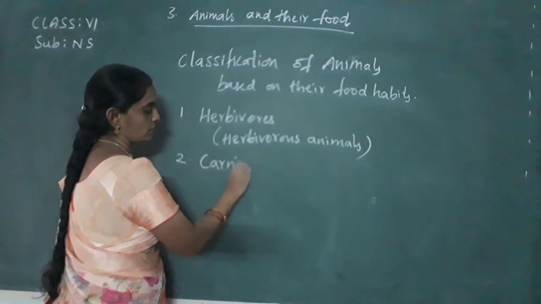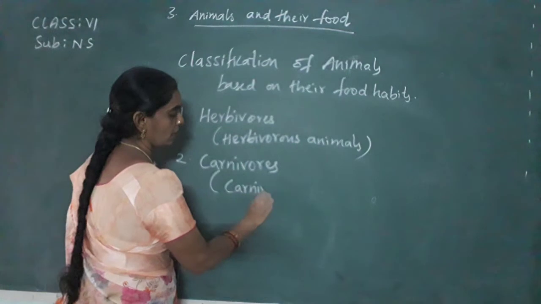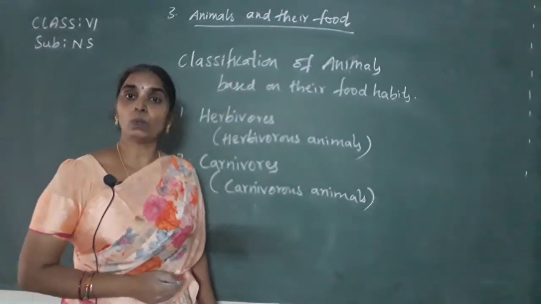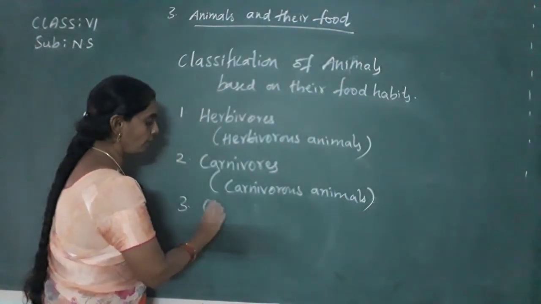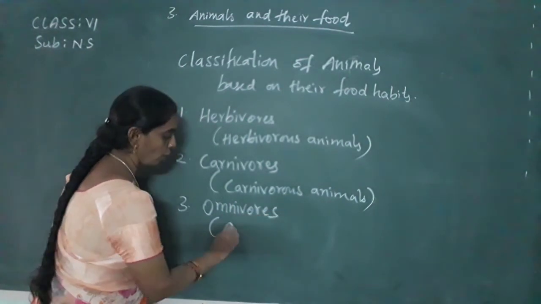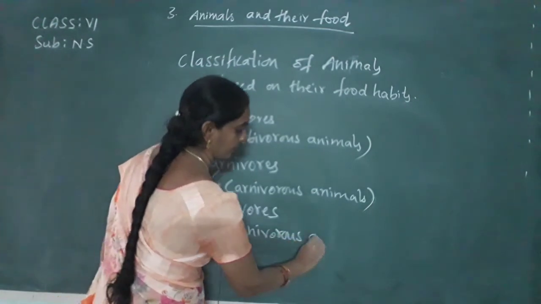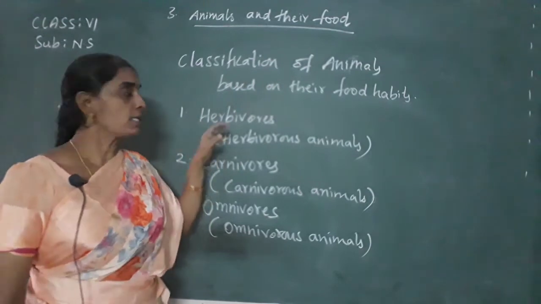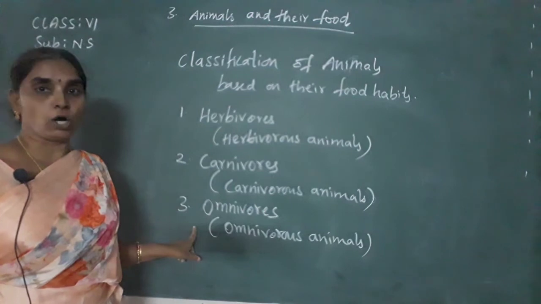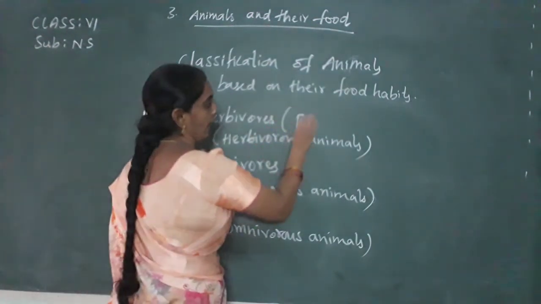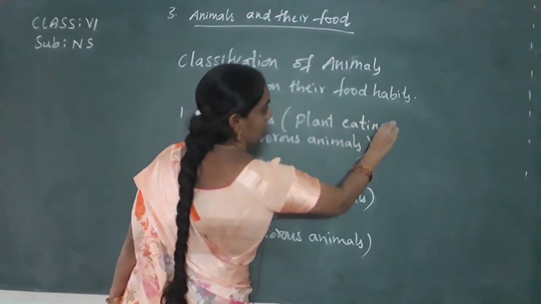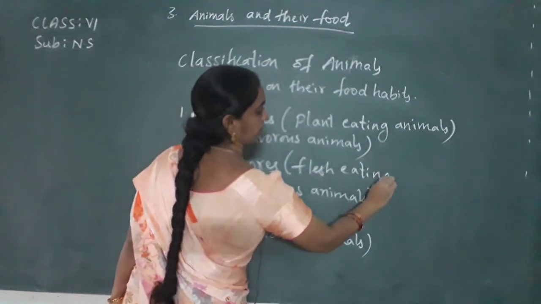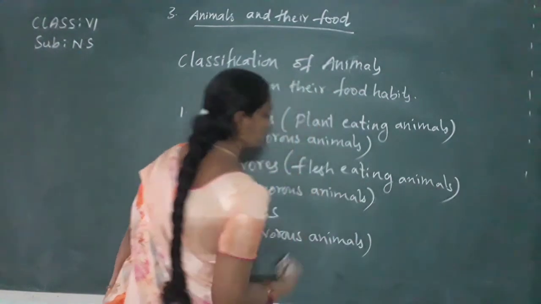Second one, carnivores, or they are also called carnivorous animals. They depend on other animals for their food, or they are also called flesh-eating animals. Next, omnivores are omnivorous animals. Okay, children, so depending upon the food habits, they are classified as herbivores, carnivores and omnivores. Note down in your notes: herbivores are plant-eating animals. Carnivores are flesh-eating animals.